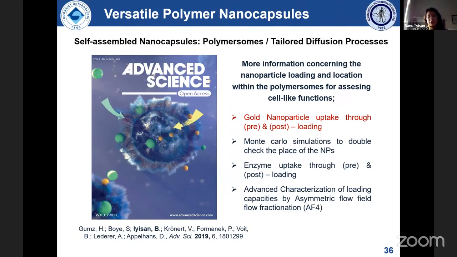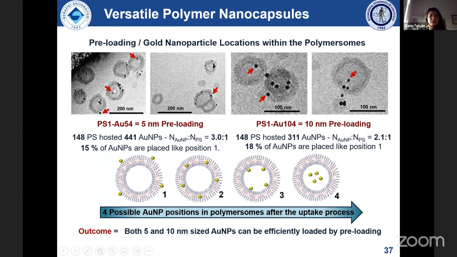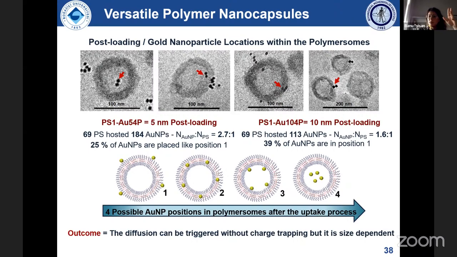So here, with different approaches, we encapsulated 5 to 10 nanometer gold nanoparticles into these small capsules, about 120 nanometers in size. The black dots are the gold nanoparticles, and this is our capsule membrane. We could use post-loading approaches, which means you form the nanocapsules and then swell them, because they were pH sensitive, and then let the gold nanoparticles inside.